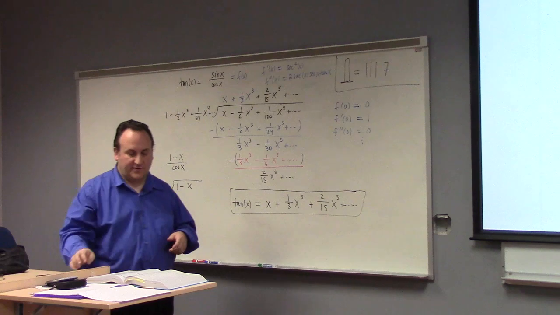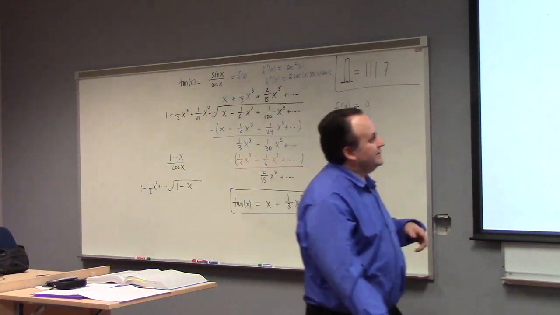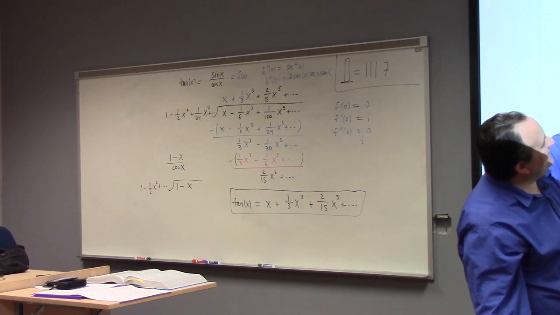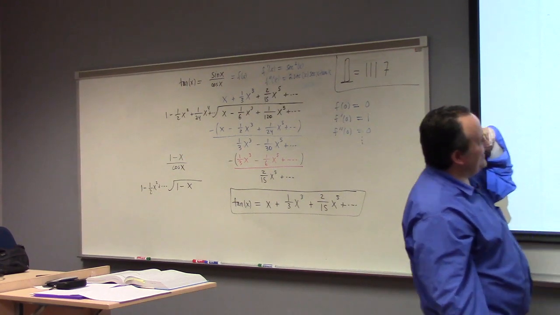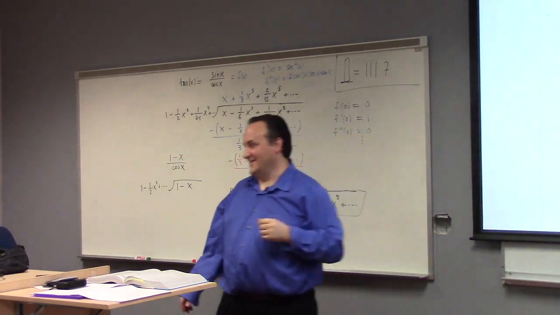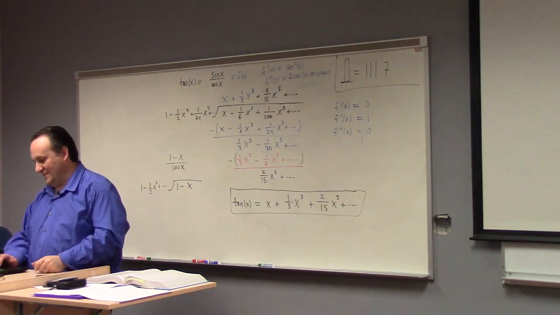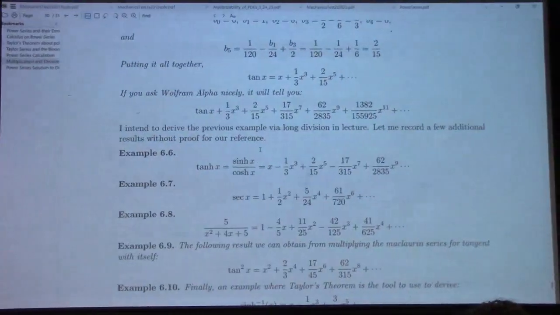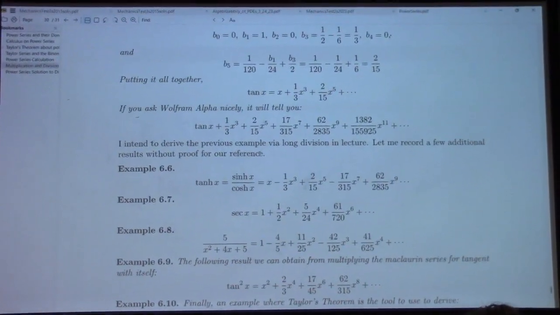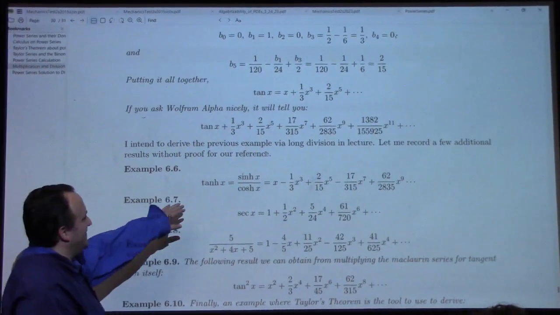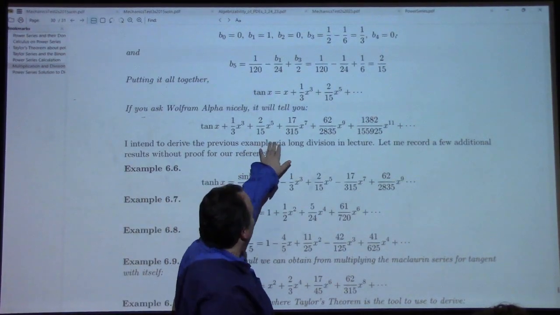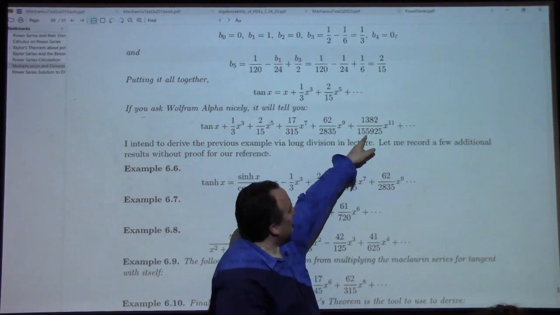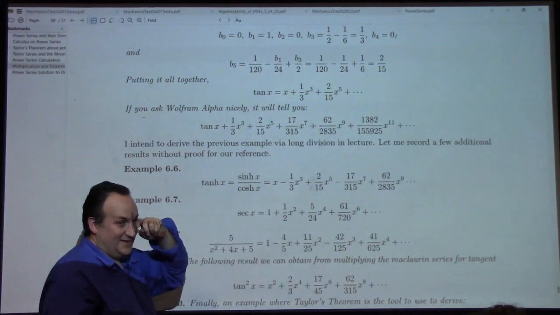Now, if you're curious, notice at the top I've got the next term is 17 over 315 x to the 7th, right? Sorry guys, just for kicks I plugged it into Wolfram Alpha and poked it a bit, and here's the next 3 non-trivial terms in the power series for tangent.